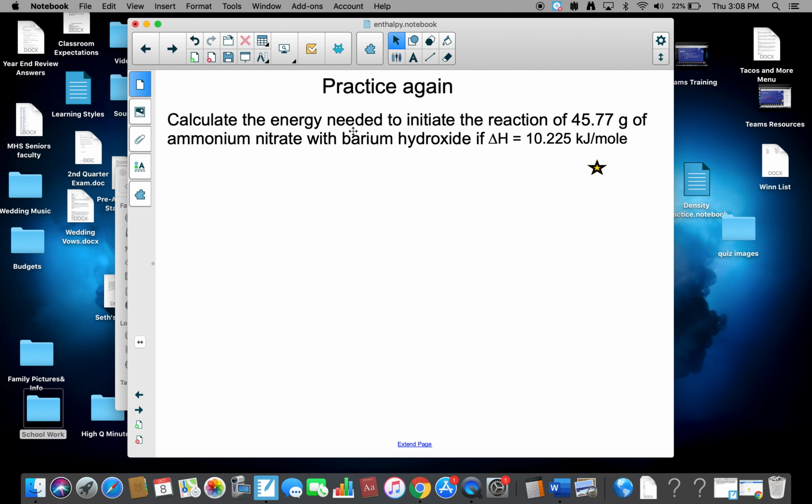Okay, here's the second problem. Calculate the energy needed to initiate the reaction of 45.77 grams of ammonium nitrate with barium hydroxide if the delta H, or the Q, is 10.225 kilojoules per mole. This is positive, this is endothermic. We'll do this in class.